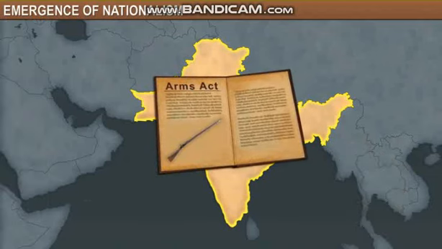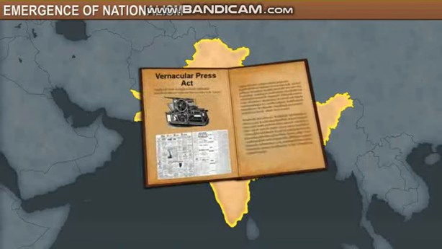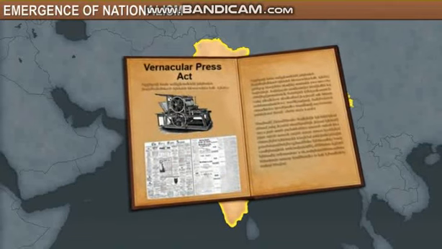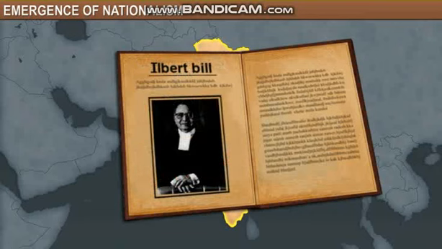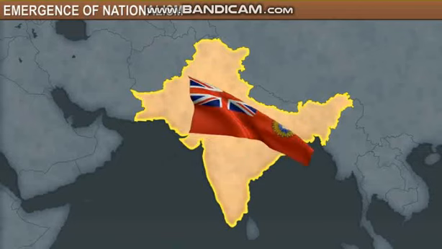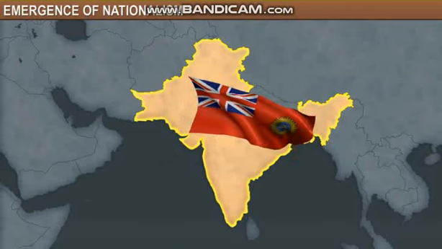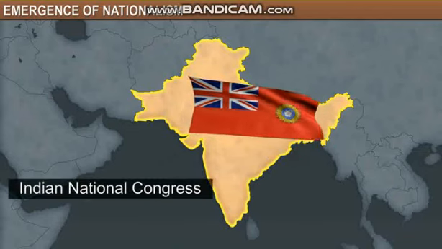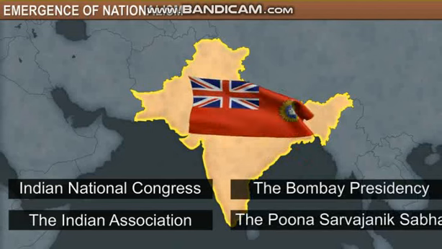The Arms Act of 1878 was passed that stopped Indians from owning arms. This was followed by the Vernacular Press Act, which allowed the British to confiscate the assets of any newspaper that wrote against them. The final straw came when the British opposed the Ilbert Bill, which allowed Europeans to be tried by an Indian court. This racial discrimination by the British left the Indians enraged and led to the setting up of organizations like the Indian National Congress, the Indian Association, the Bombay Presidency Association, and the Pune Sarvajanik Sabha.